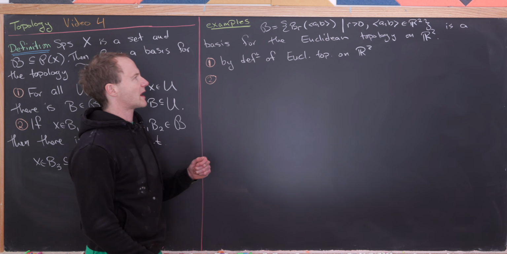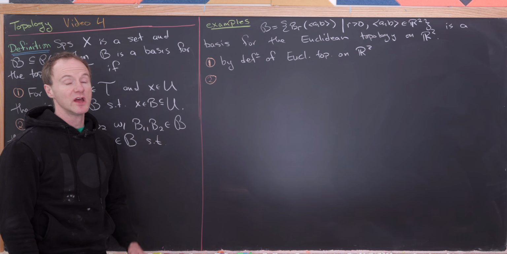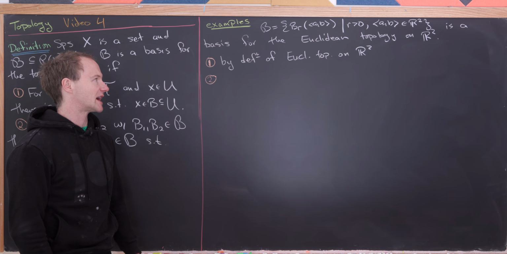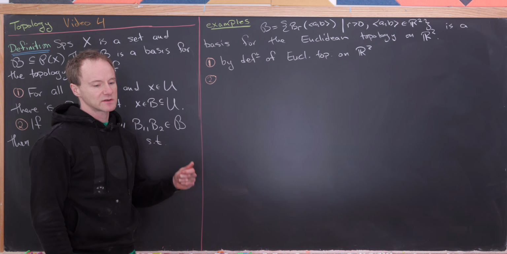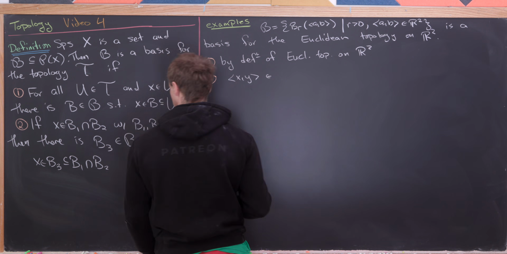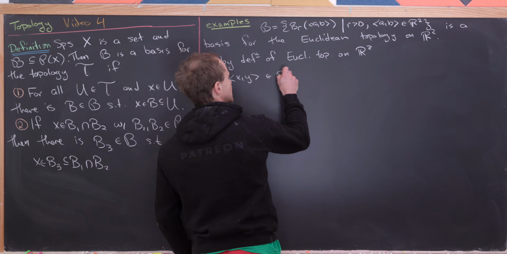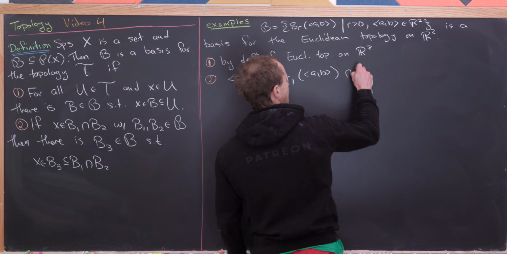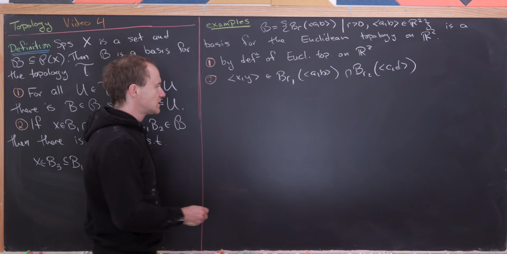So let's start by proving that if you take the collection of all open balls in R2, then that's a basis for the Euclidean topology on R2. Let's observe that the first condition is immediately satisfied by the definition of the Euclidean topology on R2. Now, let's look at the second condition. So let's take a point (x, y), which is in the intersection of two balls. So in other words, it's going to be inside of the ball of radius 1 centered at (a, b) and the ball of radius 2 centered at, for instance, (c, d). So let's get a picture of that.